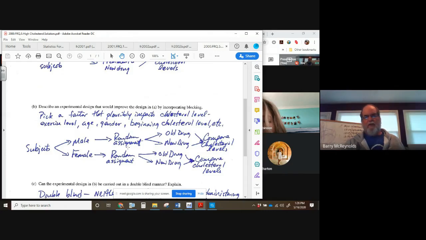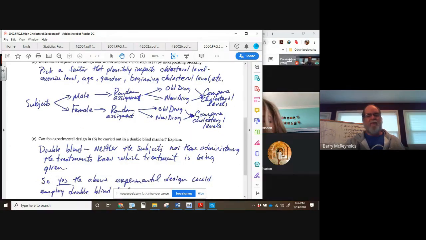And then the third part, again, it brings up a term that we haven't talked about, and it talks about a double-blind experiment. And the scoring guidelines really are looking for two things in this answer. First of all, that you understand what double-blind means. And then secondly, could it be applied to the experimental design that you picked here? And so double blind simply means that neither the subjects nor those administering the treatments know which treatment's being given.